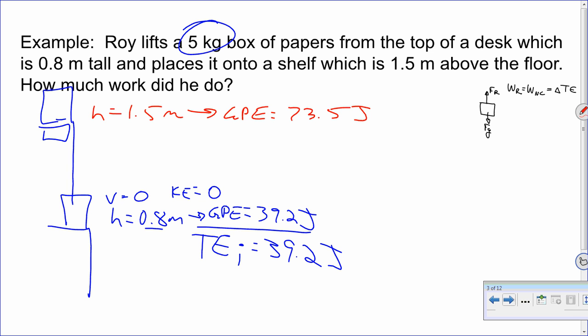Good? All right, and then it doesn't say it explicitly, but it says he places it onto a shelf. So what should we assume the velocity is? 0, which means that our kinetic energy now is 0, which means our total energy is now bigger than it was before. Follow? So that's my TE final.